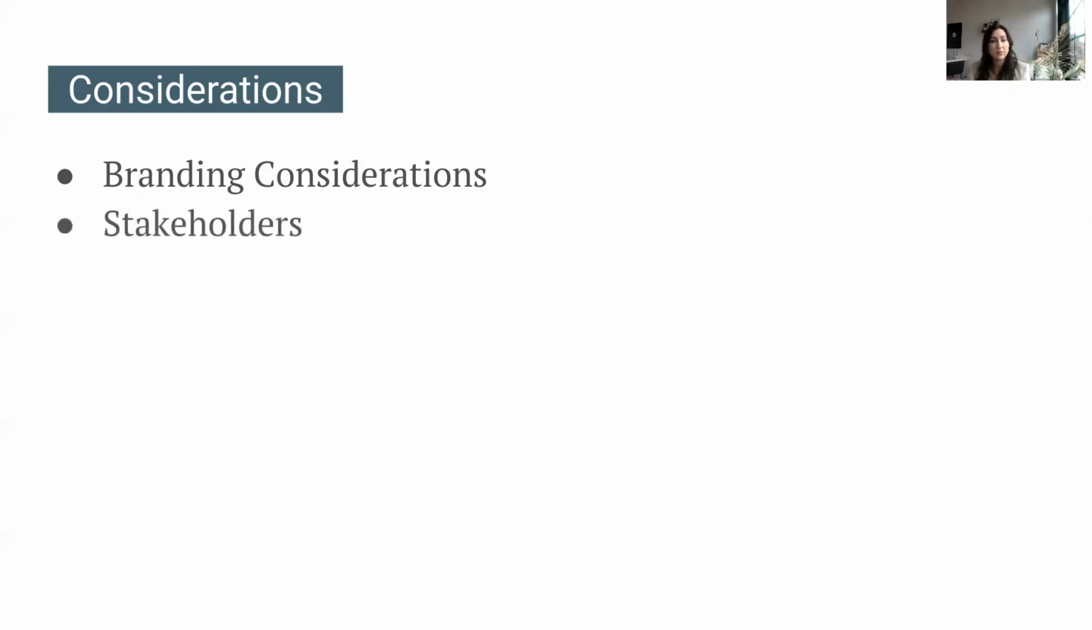Stakeholders. Who will be affected by your design decisions? Is your design team already using specific colors for charts? What are your customers used to seeing? Does upper management have a particular design vision?